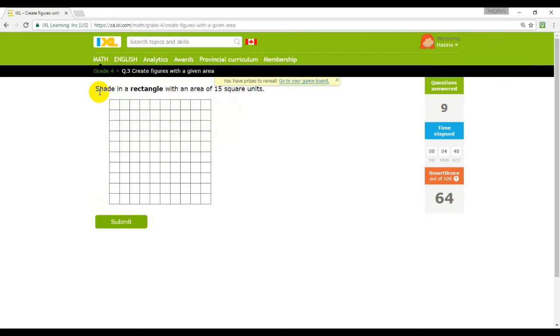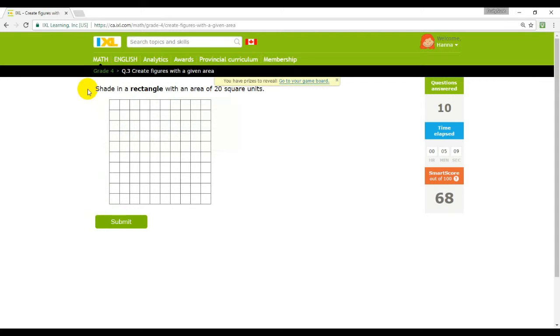Shade in a rectangle with an area of 15 square units. Rectangle. So basically, we could just do this. And all of you know 3 times 5 is 15. And this is a rectangle if we do 3 rows of 5s. So that will be 15. So we're going to submit.